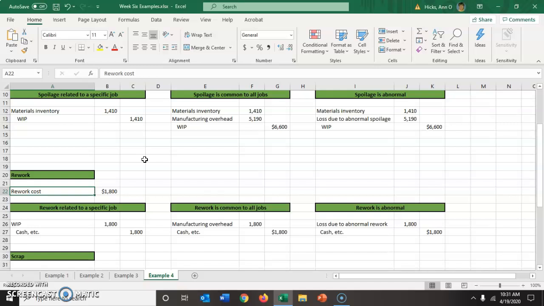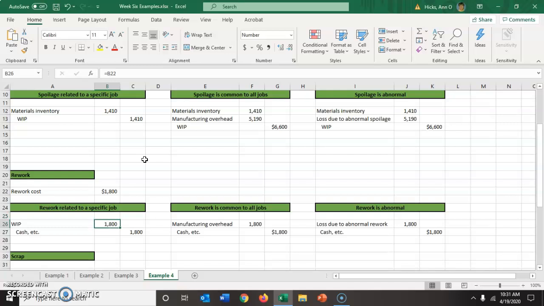So in this example, what we're going to assume is that we'll be able to rework those 6 units for $1,800, and effectively they will become good units again. If that is related to a specific job, then we will debit WIP for the $1,800.